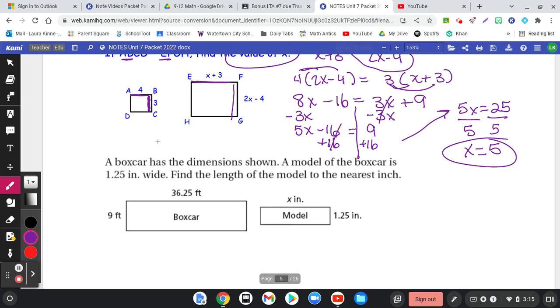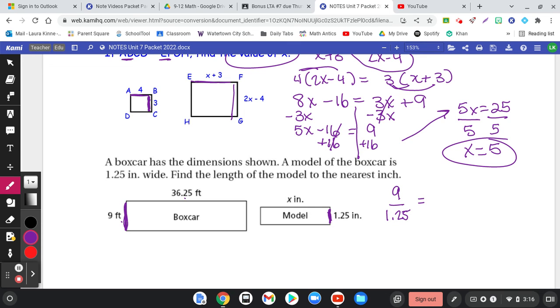Okay, last example. A boxcar has the dimensions shown. So we have 9 feet and 36.25 feet. A model is 1.25 inches wide. Find the length. Well, again, you want to be consistent. All right, so 9 is the height of the boxcar, or the width, I guess they're calling it. So 9 in the other diagram in the model would match the 1.25.